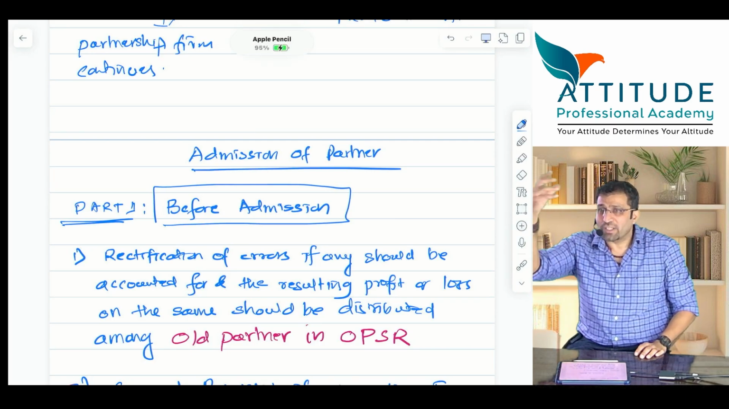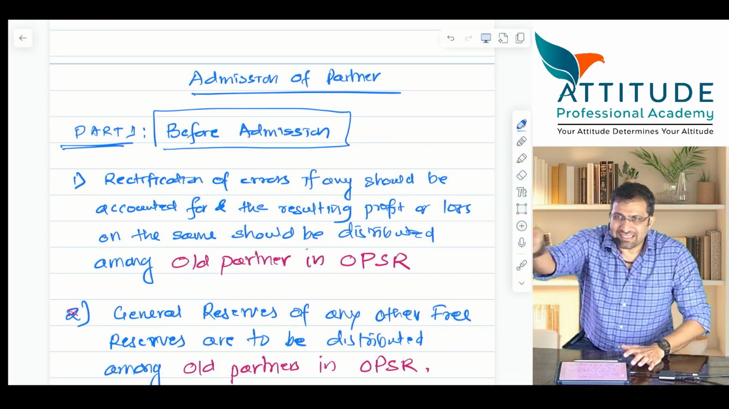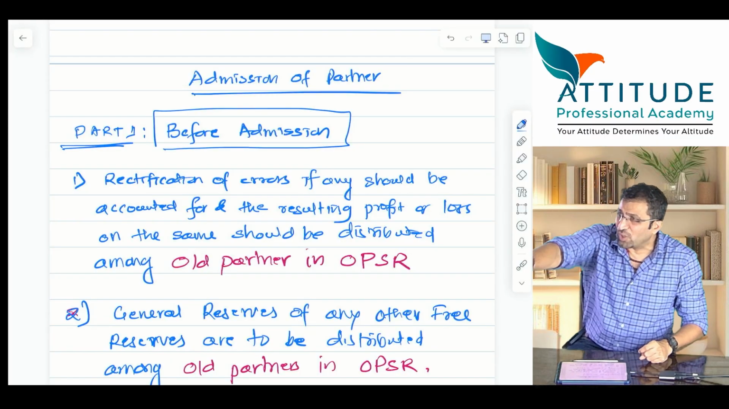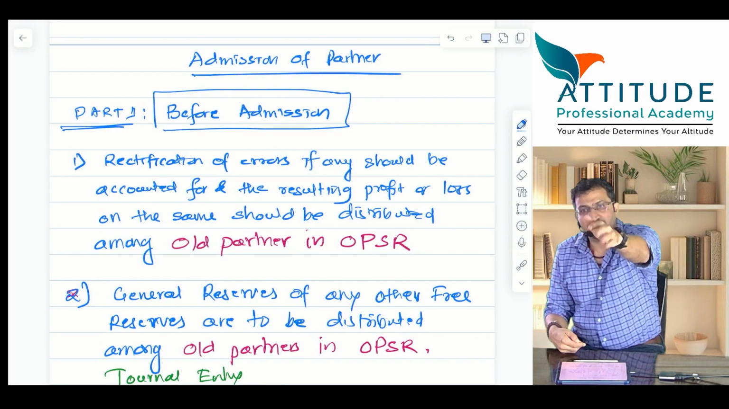Follow the sequence, listen to a little story. Let me tell the story once more. You are old partners A and B. You want a new person as a partner into your partnership firm. I will tell you, I will not enter unless and until you do the rectification of errors. Rectify your books of accounts. Then call me.